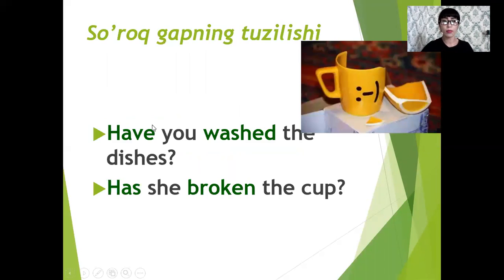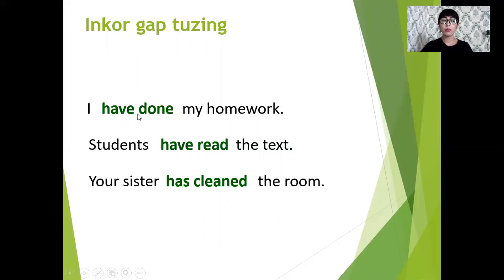If you put after have the particle not, it will be a negative sentence. I have not done my homework. Men uyga vazifamni bajarmadim. Students have read the text. Students have not read the text. Talabalar matnni o'qishdi, talabalar matnni o'qib bo'lishmadi. Your sister has cleaned the room. Sening singling xonani tozaladi. Your sister has not cleaned the room. Sening singling xonani tozalamadi. After has, we use the particle not.